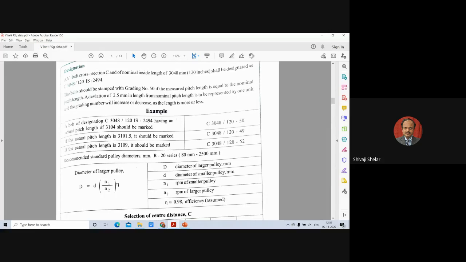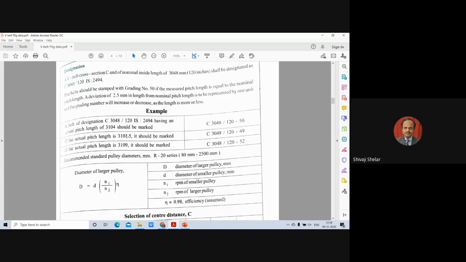Suppose there is a belt designation C3048. This is the nominal inside length, 120 in metric, as per IS standard 2494. Having an actual pitch length of 3104, it is designated as C3048 dash 50, because 3104 is your calculated pitch length and the standard pitch length is also 3104. So there is no difference, the grading is 50, and dash 50 will be mentioned here.